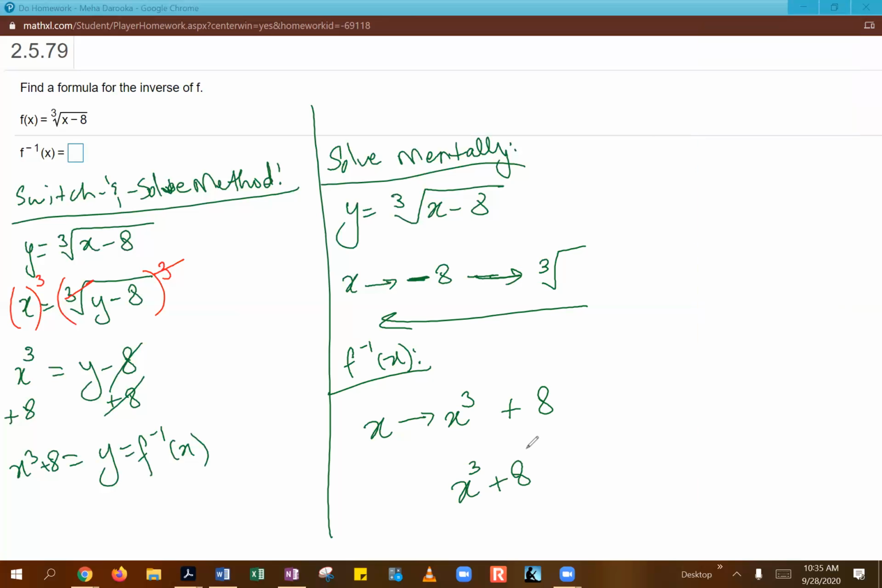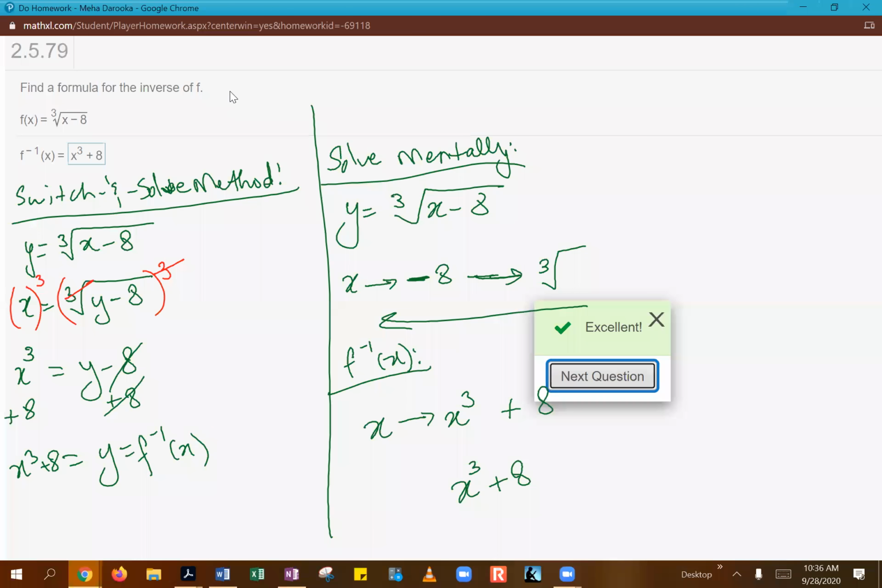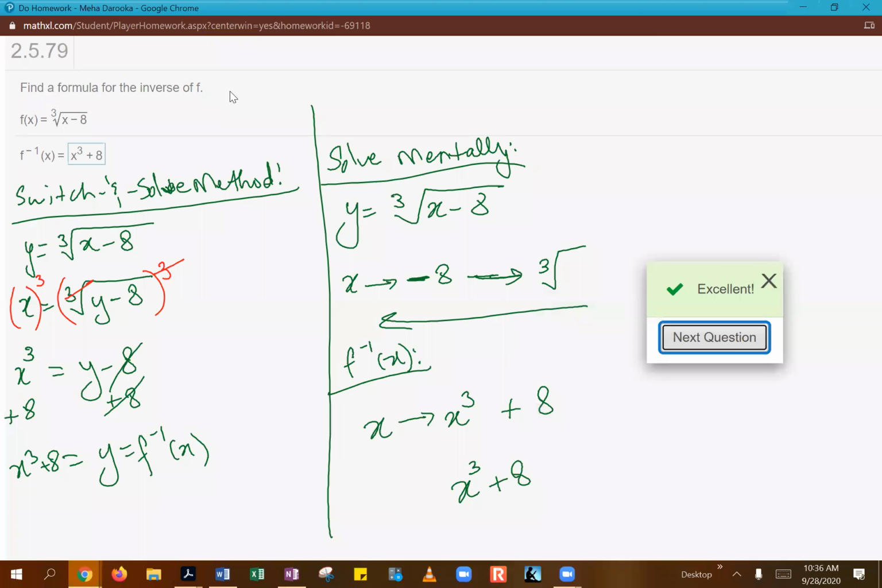So either mentally or the switch and solve method, whichever one you are most comfortable with, I would say practice with both and see which one you take to. So that's x to the third plus 8. There we go.